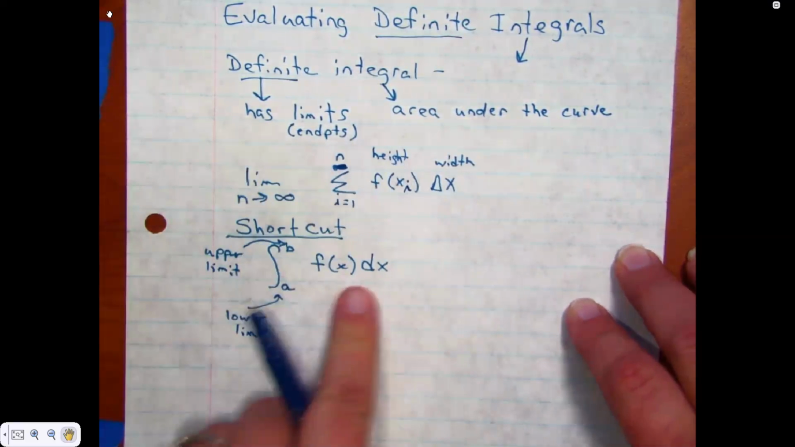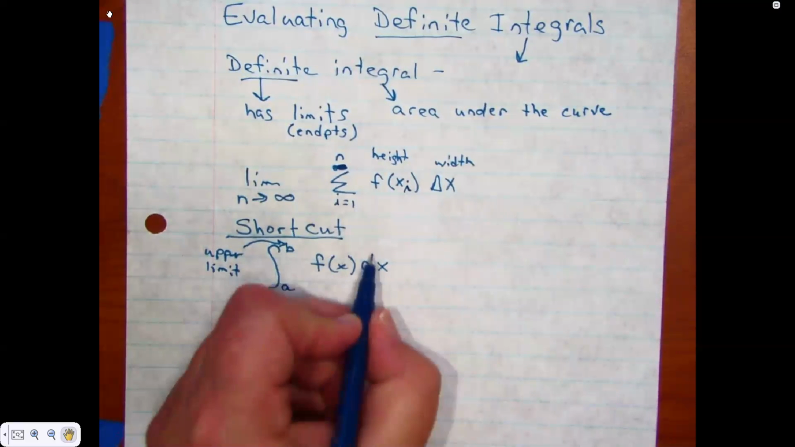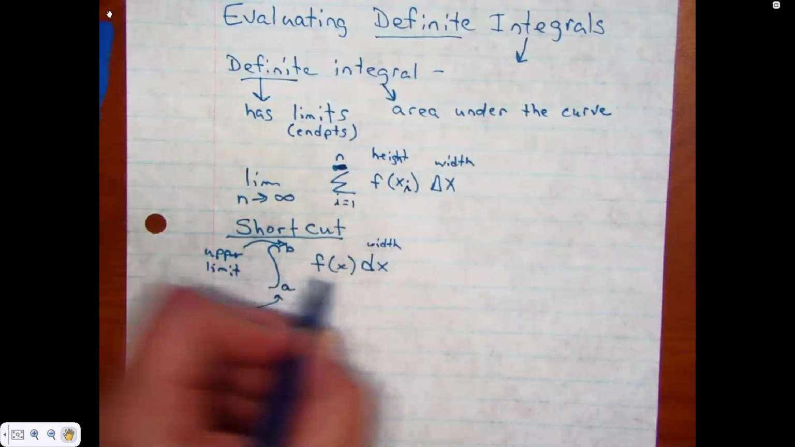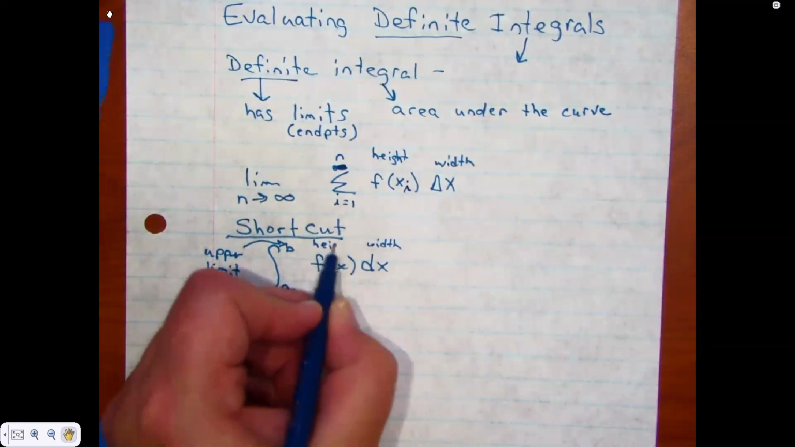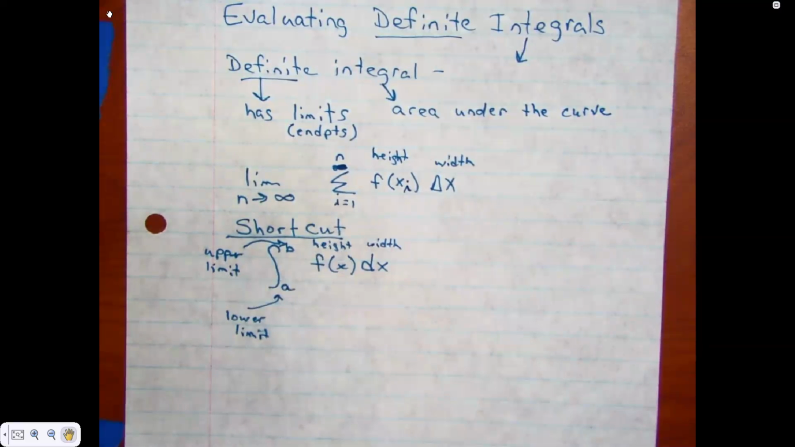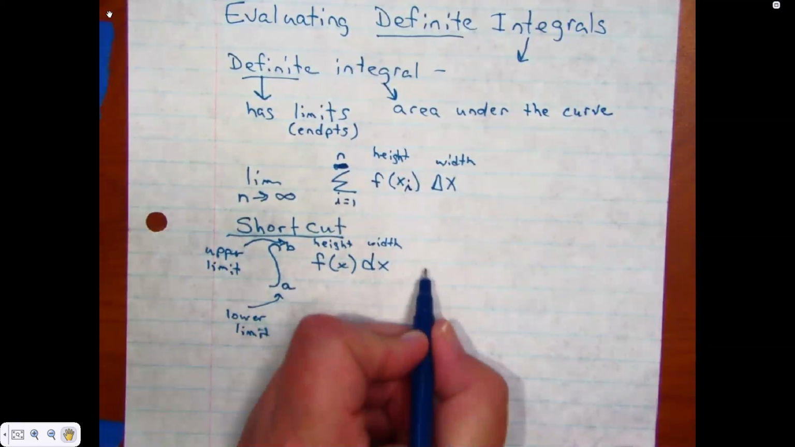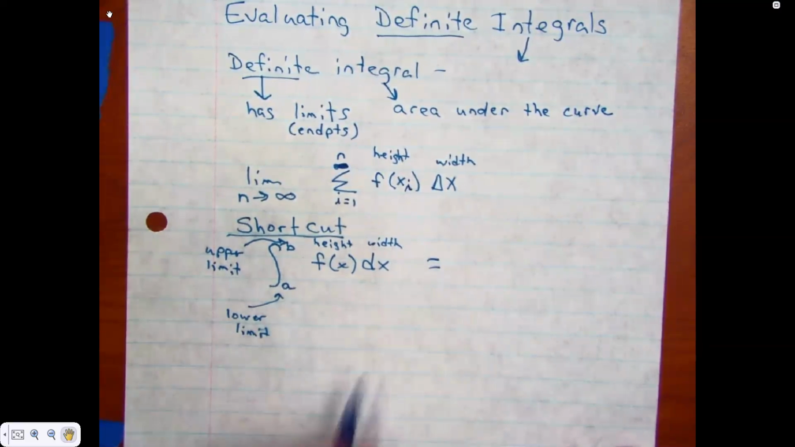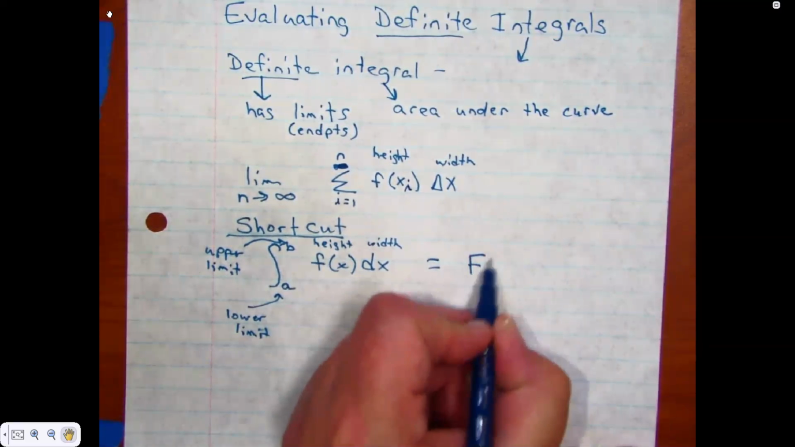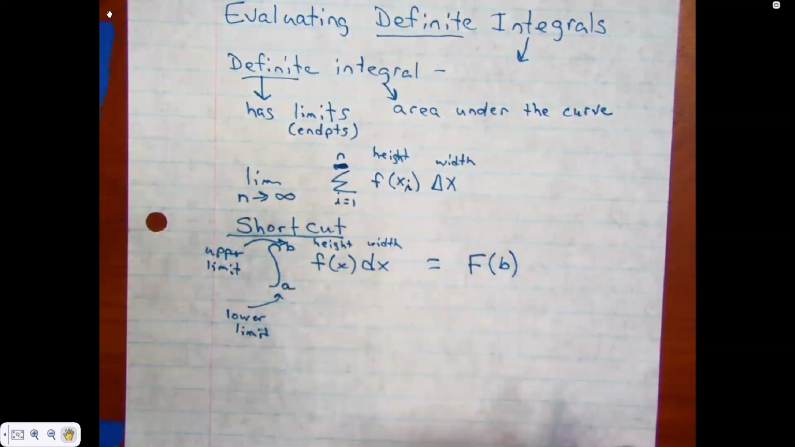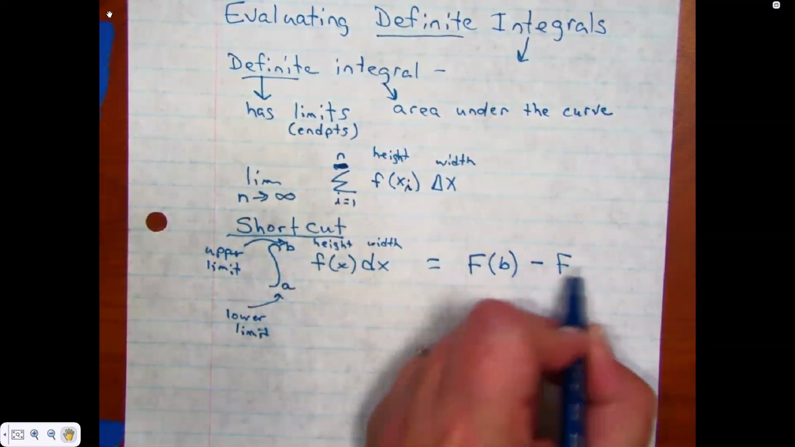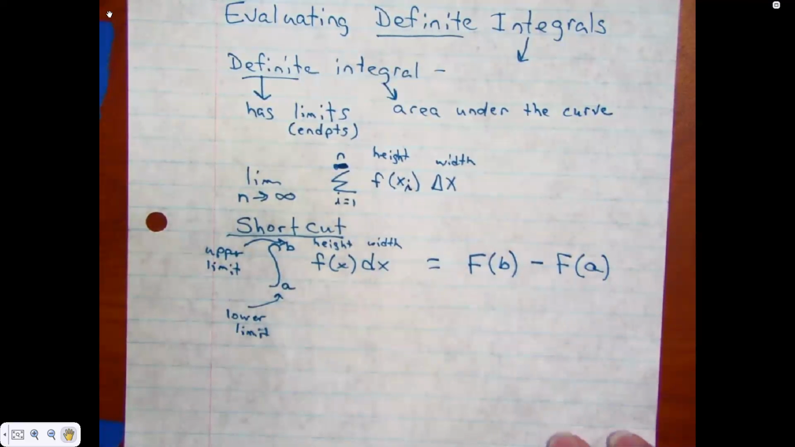Okay. Same thing here with the shortcut. This is our width and this is our height. But we actually don't end up doing too much with the width. It's actually just the height that can determine the area under the curve. So here it is, our shortcut is equals capital F using the B number minus capital F using the A value.